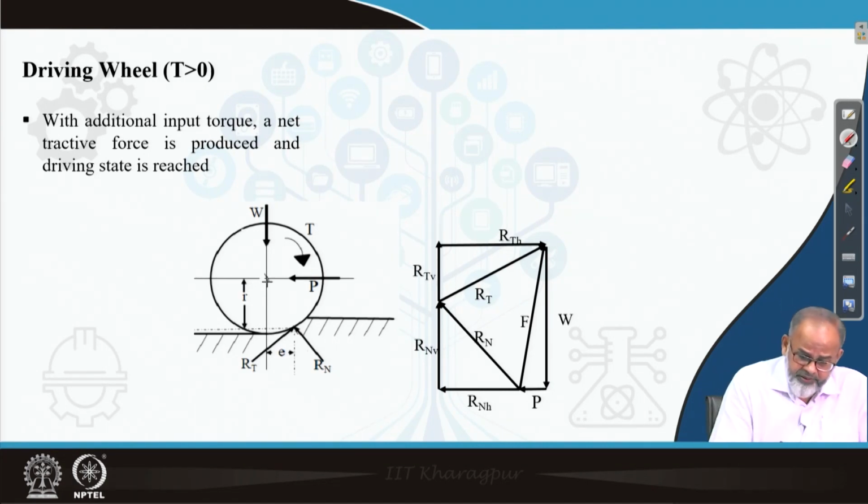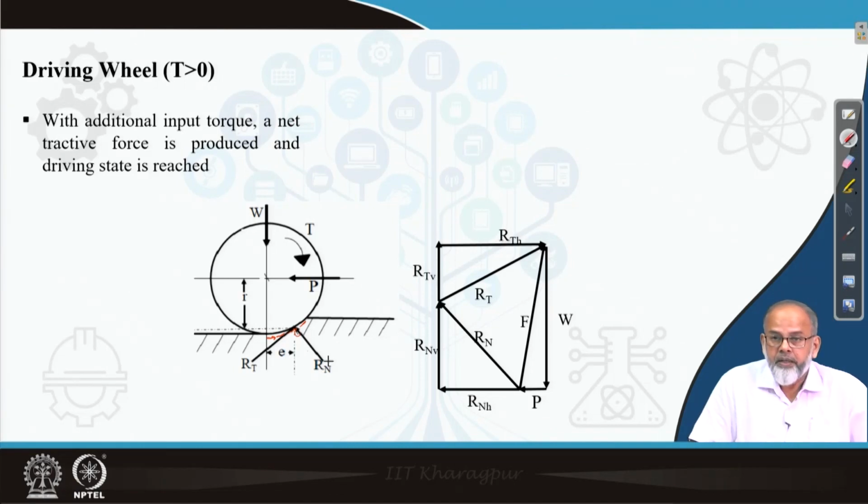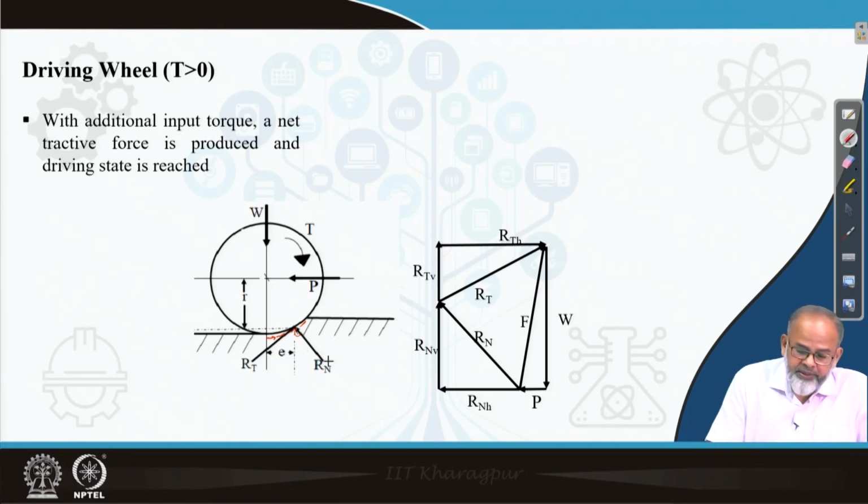Now because of the torque, there will again be shearing forces acting at the interface, and the resultant of that shearing force is RT, and the soil reaction Rn, coming from the wheel to the ground, and W is acting downward. Now the resultant of RT and Rn is indicated as F.